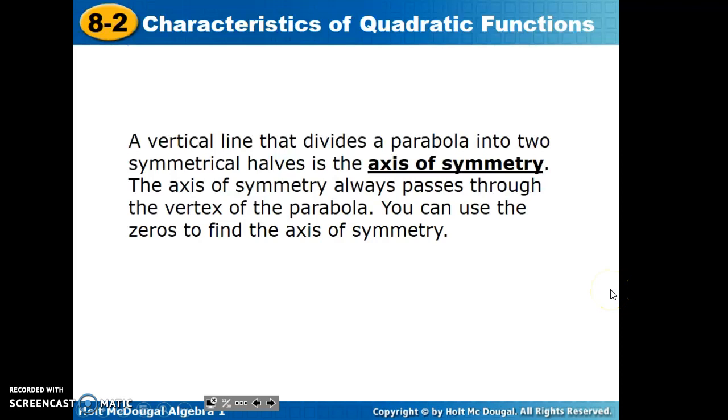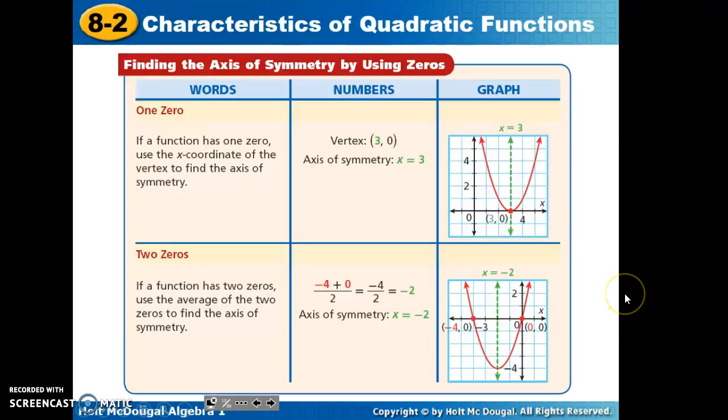The axis of symmetry always passes through the vertex of the parabola. It cuts it in half. You can use the zeros to find the axis of symmetry. Here's some notes. Make sure that your pencil's sharpened up. We need all of this in our notes. Finding the axis of symmetry by using zeros.